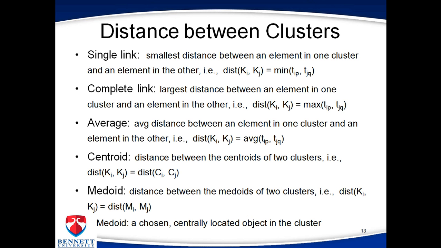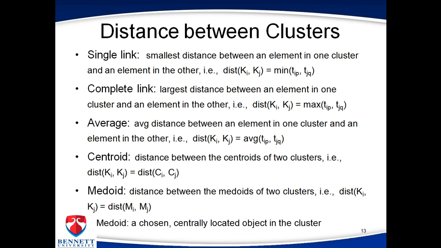There are various distances that are calculated to find the various types of cluster: the single link, the complete link, the average, the centroid. The single link is the minimum distance between two elements, the complete link is the maximum distance between two elements, the average means the average distance between the two elements from one cluster to another cluster, the centroid is the distance between the centroids of two different clusters, the medoid with the distance of the medoids of the two clusters.